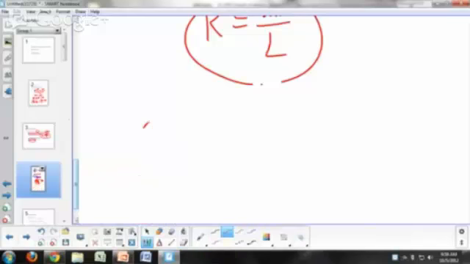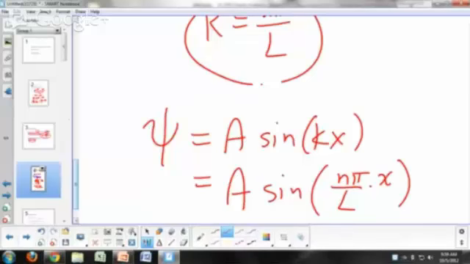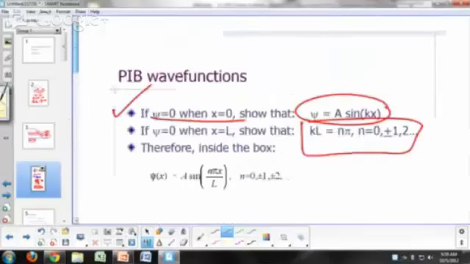So instead of psi equal to A sine kx, we can now write it as what? A times sine, and instead of k, we now say that there are restrictions on the values of k. K must be equal to n pi over L. So n pi x over L. So this is the solution to your particle in a box problem. What are the restrictions on n? N must be equal to an integer, right?